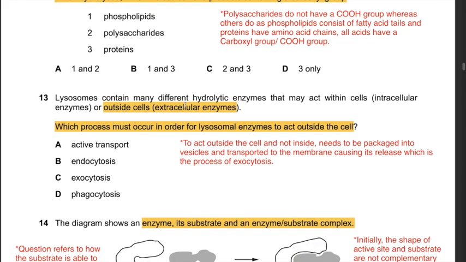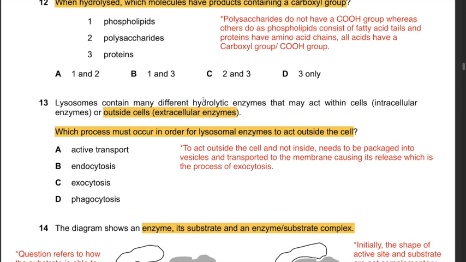Question 12. When hydrolyzed, which molecules have products containing a carboxyl group? 1. Phospholipids, 2. Polysaccharides, 3. Proteins. Polysaccharides do not have a carboxyl group, or a COOH group, whereas the others do, as phospholipids consist of fatty acid tails and proteins have amino acid chains. All acids have a carboxyl group. Remember this key point, all acids have a carboxyl group.